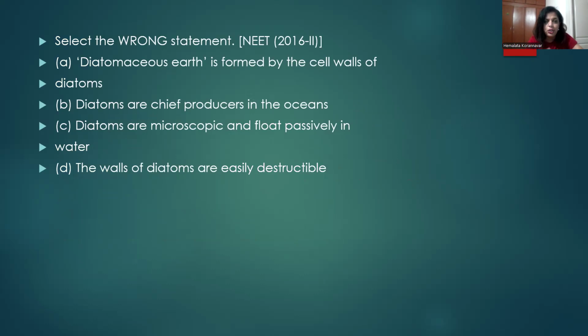It was asked in NEET 2016. Right. So what is wrong among these? See, whenever they say wrong or incorrect, you underline. The first statement says diatomaceous earth is formed by the cell walls of diatoms. It is correct. The cell walls of diatoms, when they die, get deposited and form huge diatomaceous earth. They're rich in silica. Diatoms are chief producers in the ocean. Just now that question had come. That's also correct. Then diatoms are microscopic.